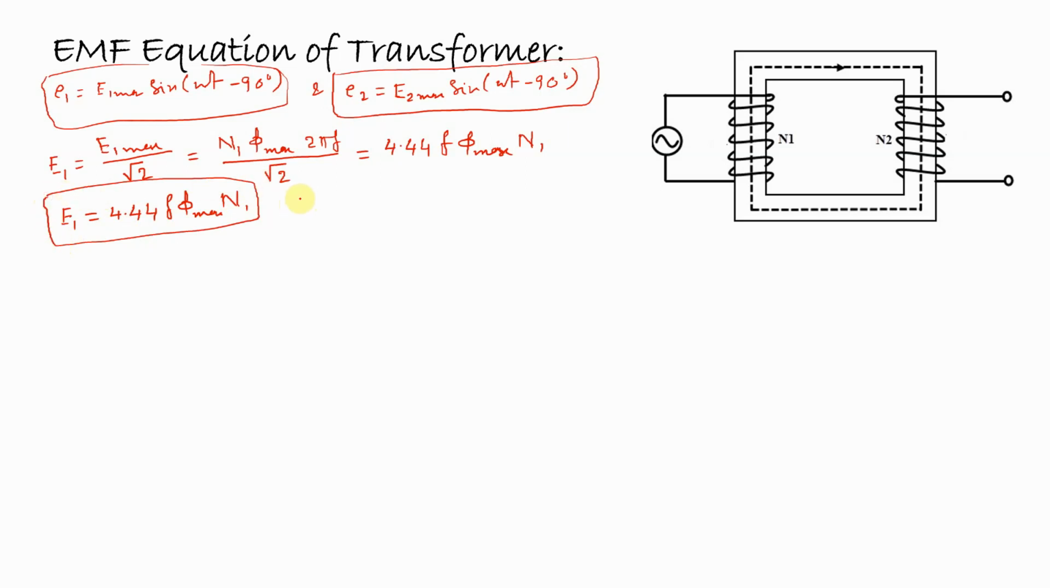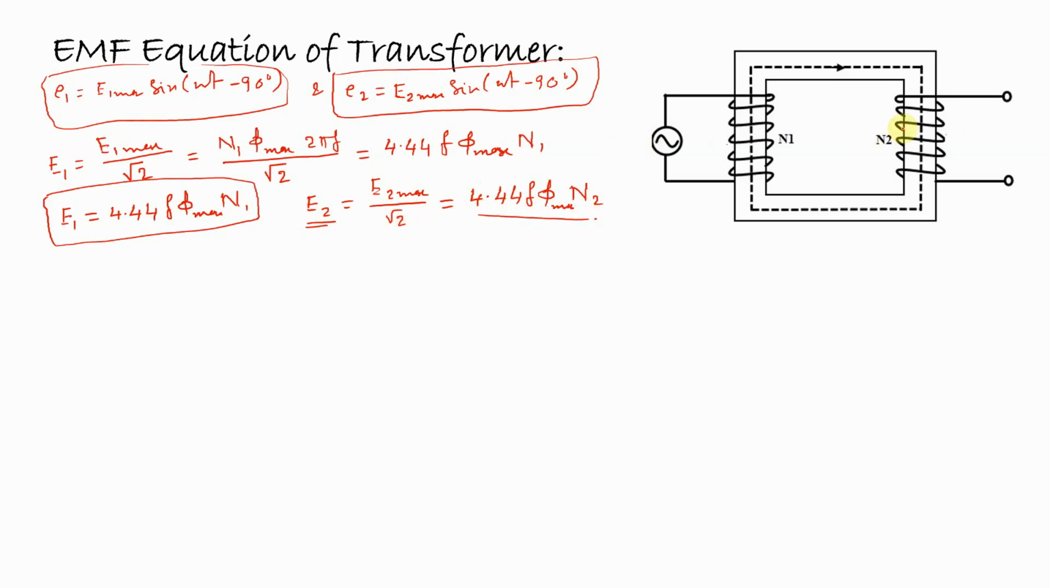Similarly, the EMF induced in the secondary side, its RMS value can be written as E2. So it will be E2 max upon root 2, and in the same process we will get 4.44 f phi max into N2. So this is the value of the induced EMF in the secondary side.